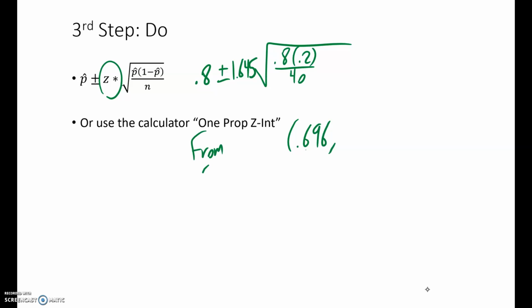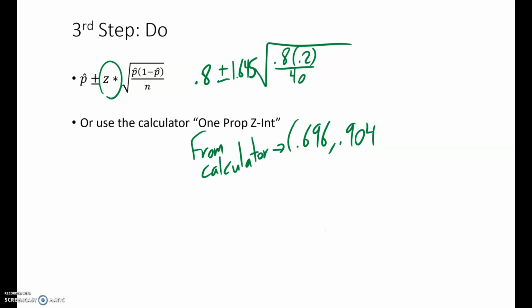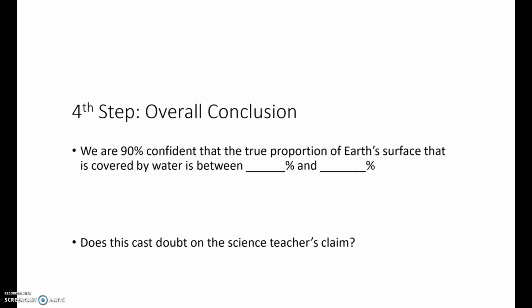So I might write from calculator, we get 0.696, 0.904. I would just go 3 places. 3 places is probably fine. So that's my interval. All right, that's all you have to do in the do step. Honestly, if you just write one proportion z interval from calculator, that's all you really need in this step. If you want to do it by hand, that's fine. I would not do both. I would just do one or the other.